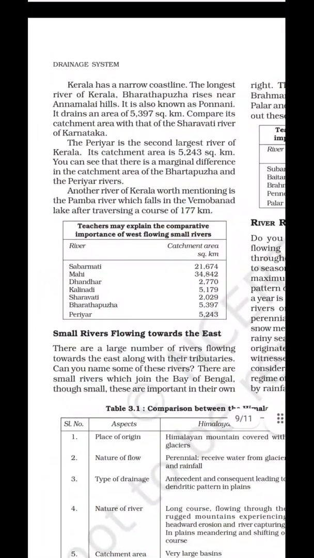Kerala has a narrow coastline. The longest river of Kerala, Bharatapuzha, rises near Annamalai Hills. It is also known as Ponnani. It drains an area of 5,397 square kilometers. Compare its catchment area with that of the Sharavati River of Karnataka.